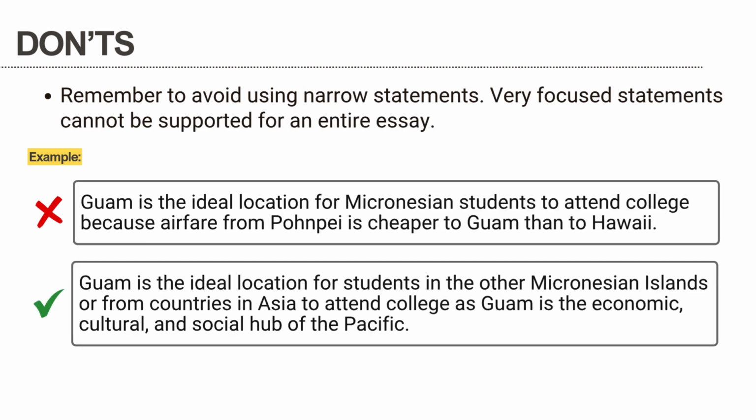And remember to avoid making your thesis statement too narrow where you have nothing to write about, right? So, for example, Guam is the ideal location for Micronesian students to attend college because airfare from Ponape is cheaper to Guam than to Hawaii. It's too narrow. We're only going to look at the price of the plane ticket, right? So instead, broaden it up a little bit, make it just right. So Guam is the ideal location for students in the other Micronesian islands or from countries in Asia to attend college, as Guam is the economic, cultural, and social hub of the Pacific.